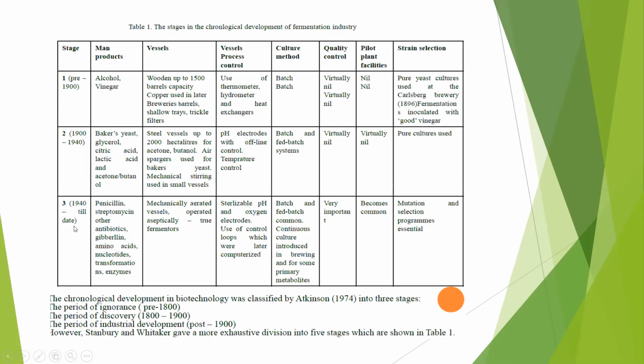And from 1940 till date: penicillin, streptomycin, other antibiotics, gibberellin, amino acids, nucleotides, transformations, enzymes. Then mechanically aerated vessels operated aseptically as fermenters, and sterilizable pH and oxygen electrodes, use of control loops which were later computerized. Culture method is batch and fed batch, with continuous culture introduced into brewing and for primary metabolites. Quality control has become very important, pilot plant facilities become common, and mutation and selection programs have become essential.